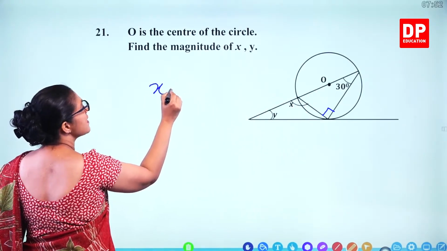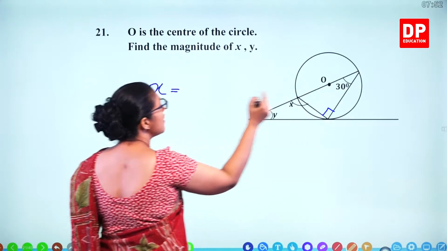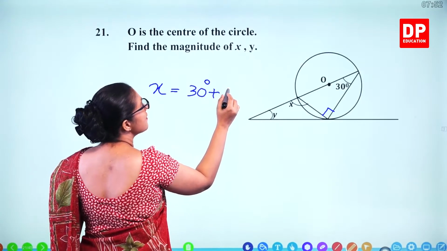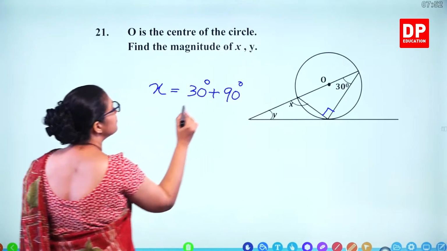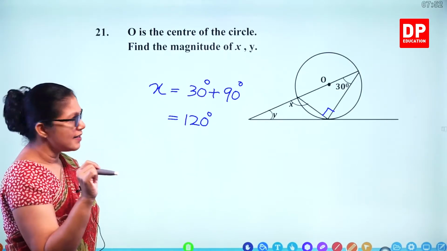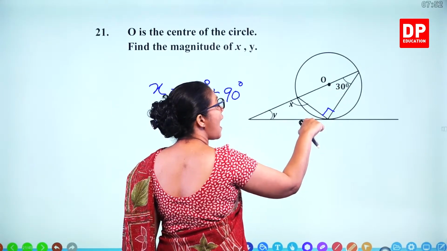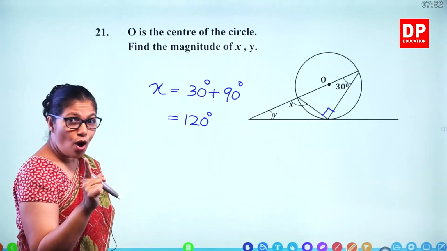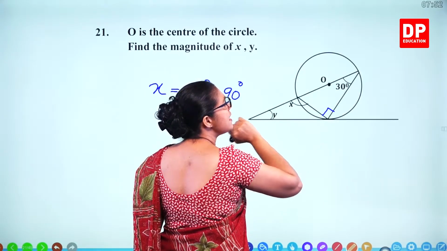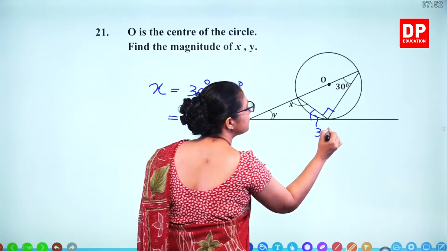So what is x? X is the exterior angle and that's equal to the sum of the interior angles, 30 and 90. So you get 120 for x. What is this value? This is the angle between tangent and the chord. That's equal to the opposite interior angle. So if this is 30, this is 30 degrees.